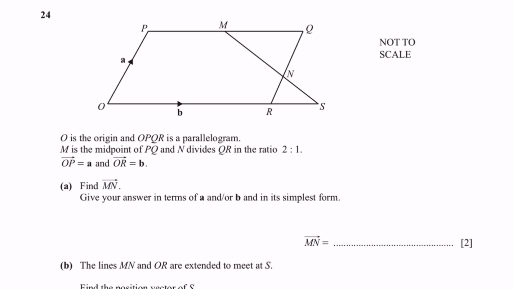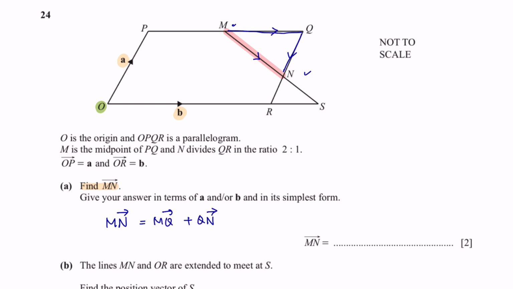Next, question 24. O is the origin and OPQR is a parallelogram. M is the midpoint of PQ and N divides QR in the ratio of 2 to 1. O to P is a and O to R is b. Find vector M to N. So we need to find the value of vector M to N, which is this line. To find the vector M to N, we can go from M to Q and then from Q to N.